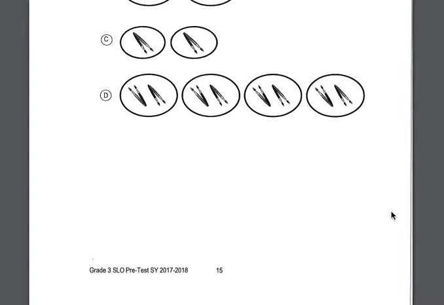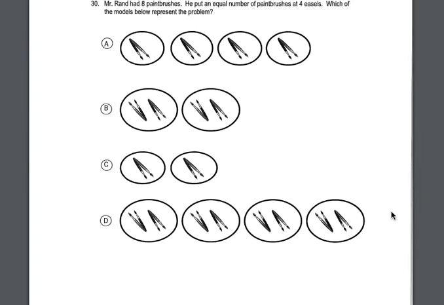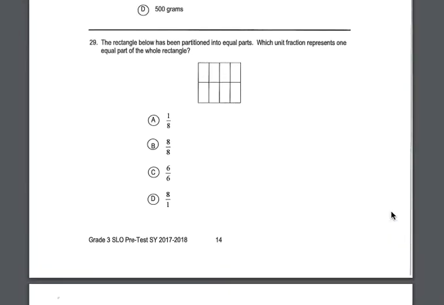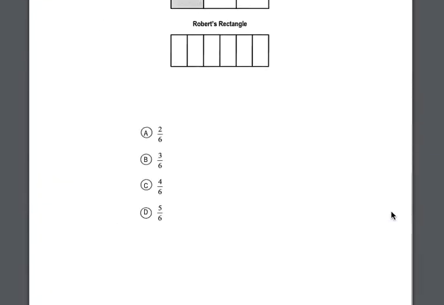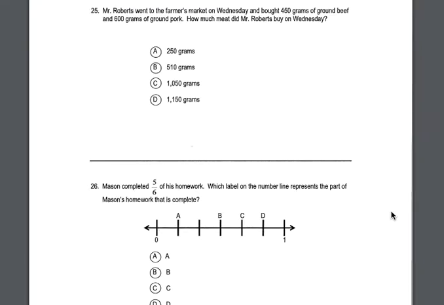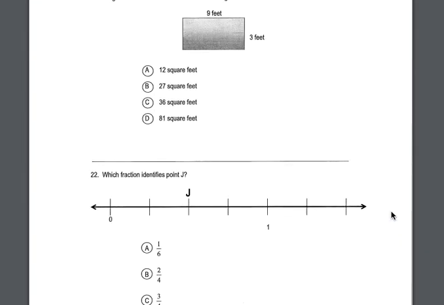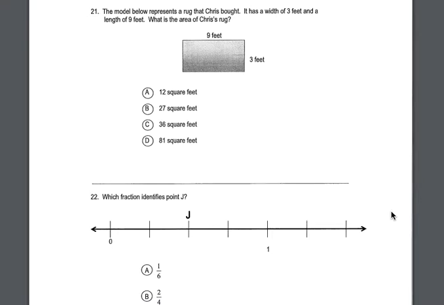Now you have come to the end of your SLO pre-test. What I would like for you to do is make sure that the bubbles you have put on your paper test match the bubbles on your answer sheet. Please be certain that you go through each and every one of these. Thank you so much, and keep in mind you can always rewind, pause, or fast forward to complete this task. Thank you so much.